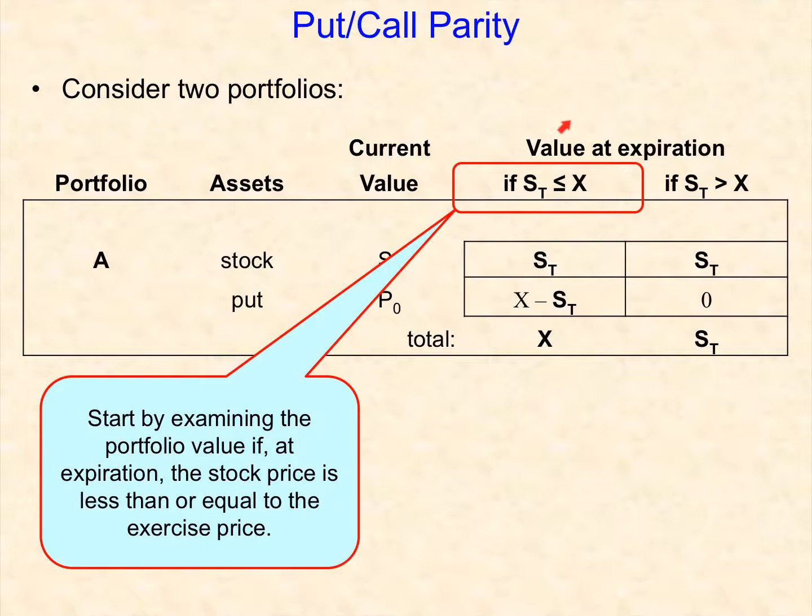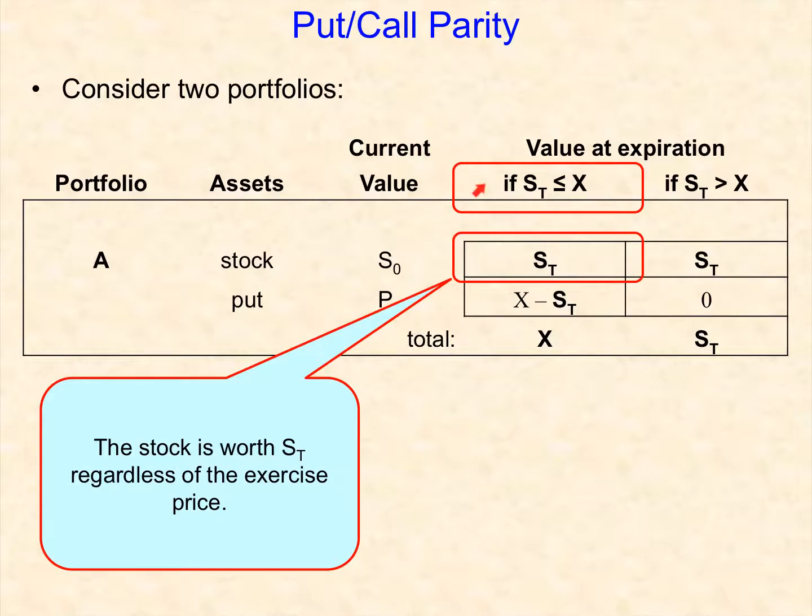Over here, we're examining our values at expiration. There are two possible outcomes. Either the stock price is low, below the exercise price, or the stock price is high, above the exercise price. We'll start by examining the scenario on the left, where we have a low stock price at the expiration of our option contract.